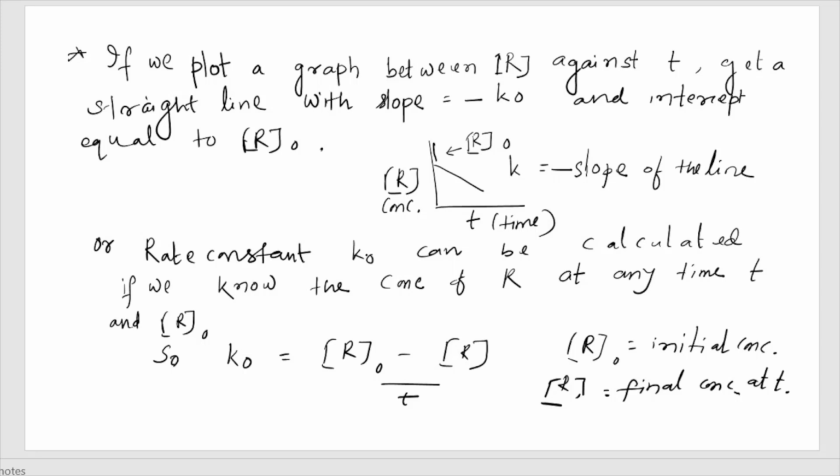The rate constant K0, that means zero order, can be calculated if you know the value. If you know the initial concentration and the final concentration at time t, and the time, then at any time you can calculate K0. Are you clear? The rate constant for zero order is K0, and you can calculate it if you know the initial concentration and final concentration.